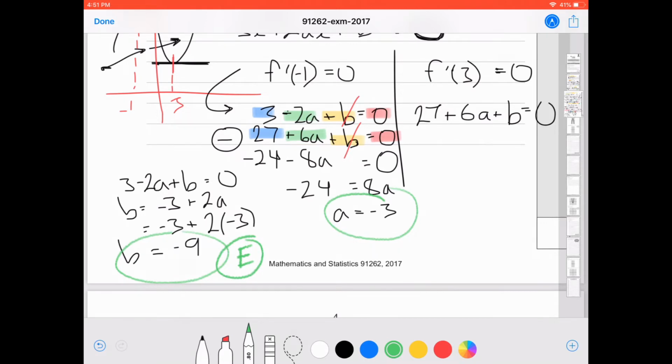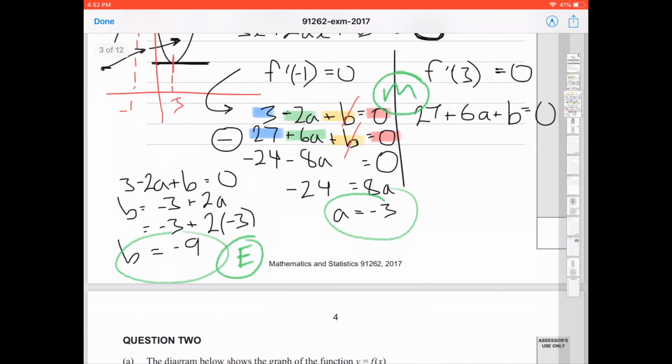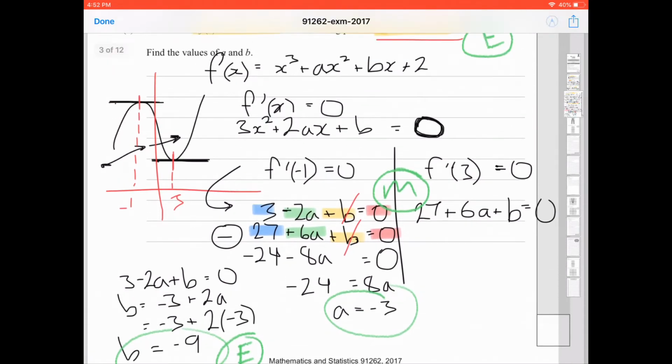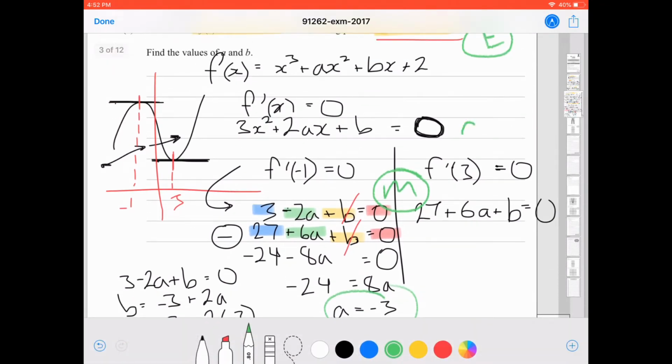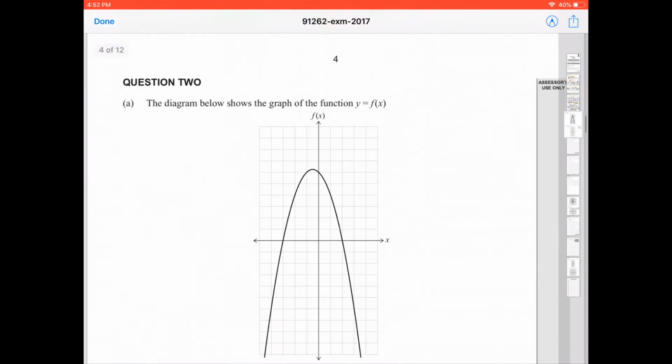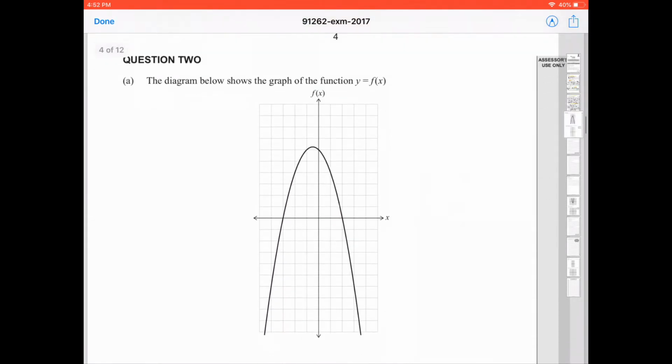Okay, your merit is x equals negative 1 and x equals 3 substituted into gradient functions. So you have to do both of them. So merit up here, all this work. And then your achieved is derivative found and equated to 0. So the step here gets you the achieved. Okay. That's us for question 1. Let's move on to question 2.